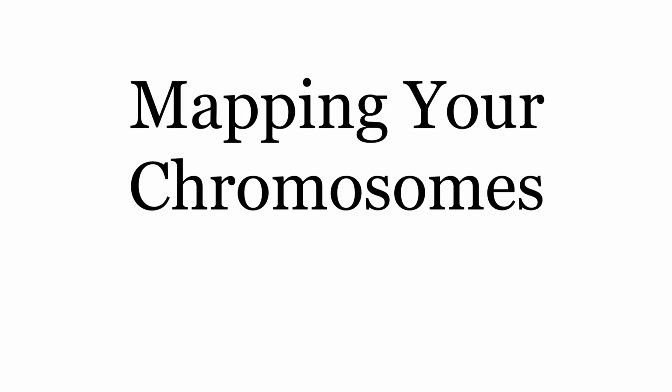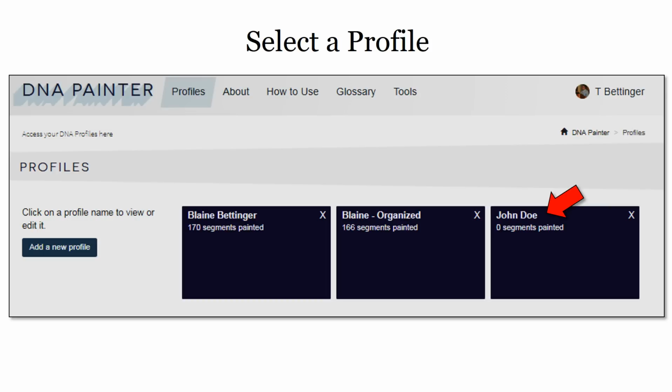Okay? All right. Now that we have a basic introduction to the DNAPainter interface, let's talk about how we go from the empty canvas we saw to having map segments. Remember, I created that John Doe account. Here is the John Doe account, and you can see right now I have 0 segments painted. That makes sense. I haven't done anything with this.